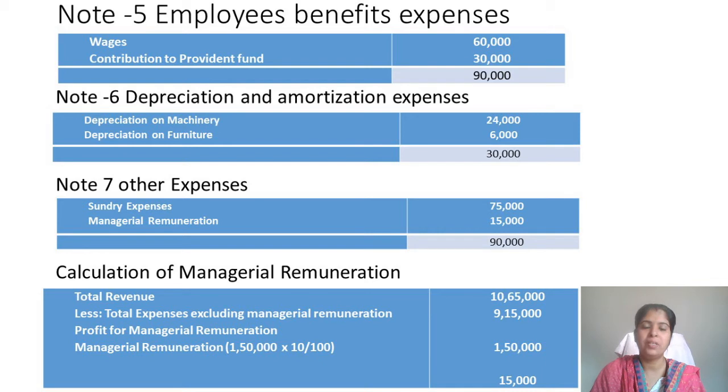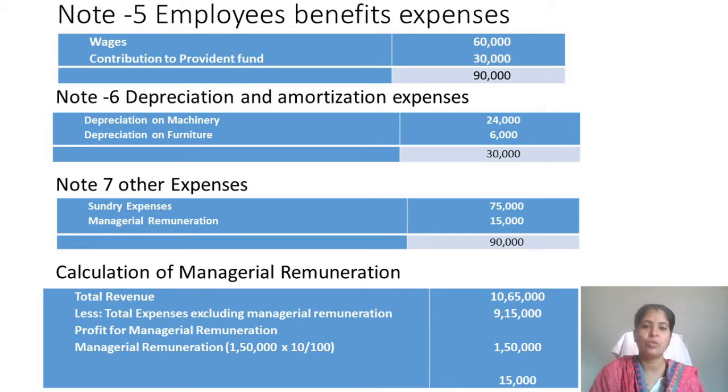Note number 6, depreciation and amortization expenses. Total expenses we have to see regarding depreciations or amortizations. Depreciation on machinery 24,000, on furniture 6,000. Total 30,000 is reflected in your profit and loss statement. Note number 7, other expenses like sundry expenses 75,000, managerial remuneration 15,000. Total other expenses related to note number 7 is 90,000. Directly 90,000 has to be shown in your profit and loss statement.